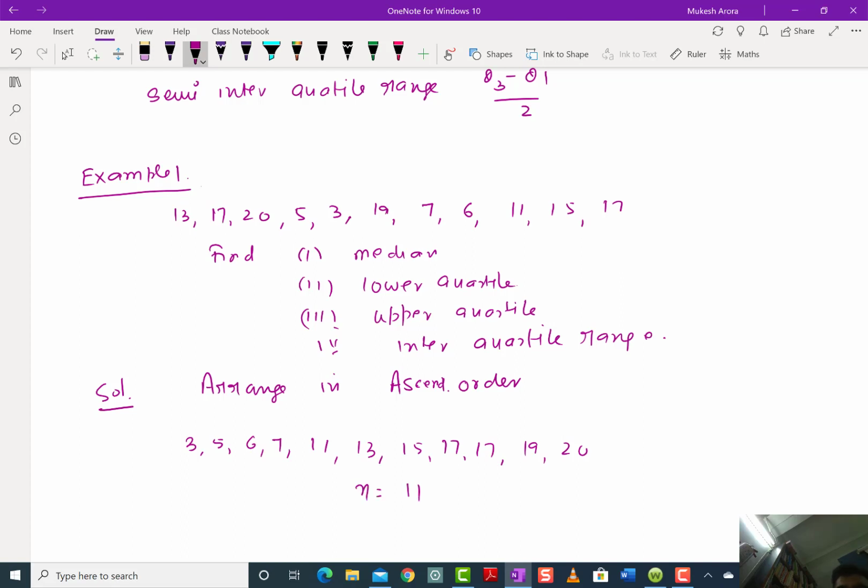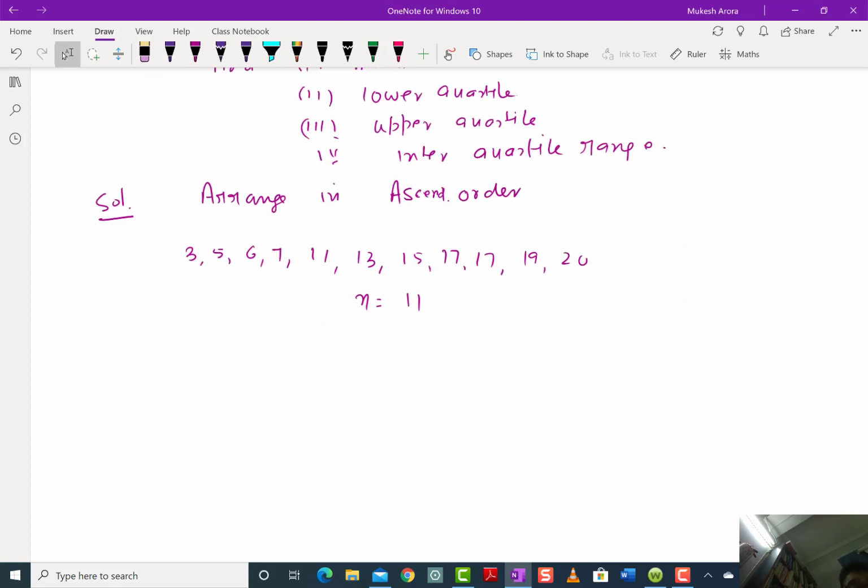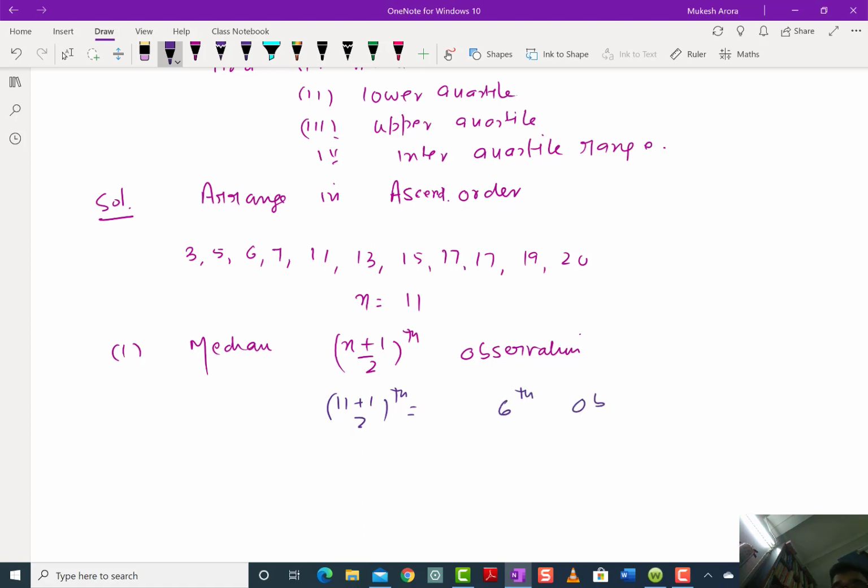So n is 11. 11 is an odd number. So the median for odd n is the (n plus 1) by 2th observation. So the median will be (11 plus 1) by 2, that is the 6th observation. So median is equal to 11.